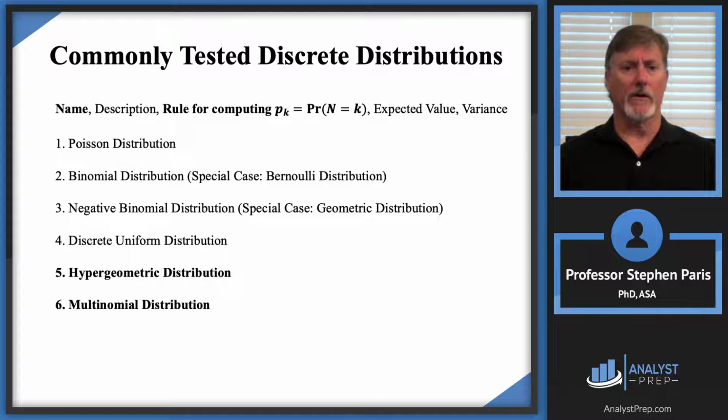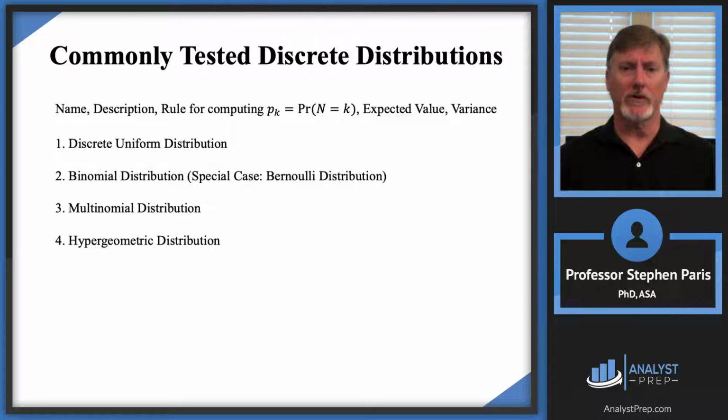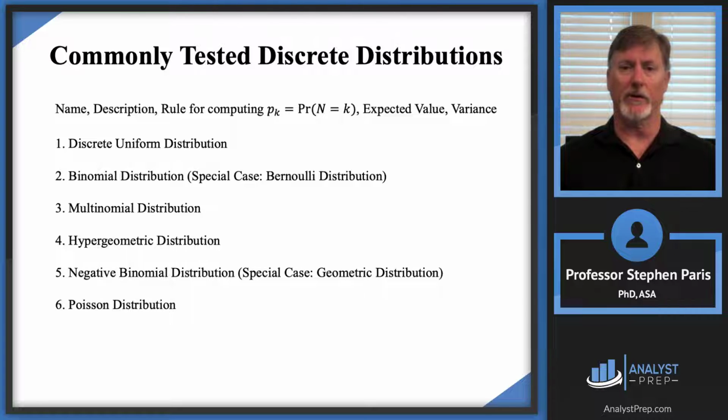Now, those are the distributions. I'm going to reorder them. Same distributions, I'm just ordering them in a different way. I'm going to put the discrete uniform distribution first, and then the binomial, multinomial, hypergeometric, negative binomial, and then the Poisson. The reason I'm listing them this way is that this is the order in which I'm going to present the material to you, and there's a reason for this.